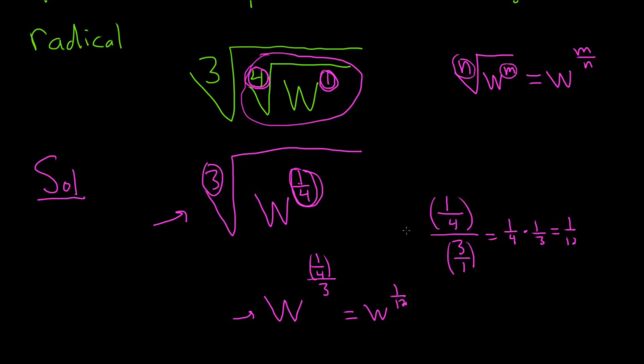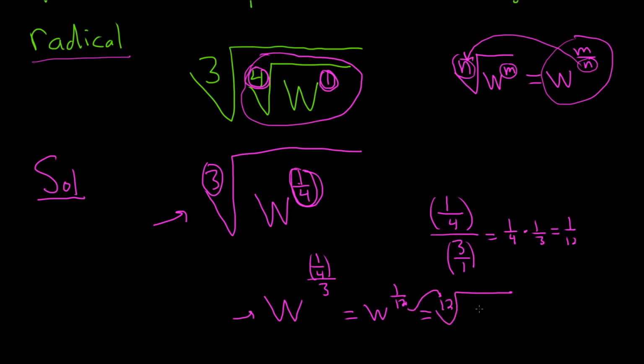So now we're not done because we have to go back to the radical form. So if you remember, whenever you have w to the m over n, this number here goes in the little pocket, always, no matter what. So the 12 here is going to go in our little pocket, always. This number always goes there. Then here we have w to the 1. But that's the same thing as the 12th root of w. And that would be the final answer.